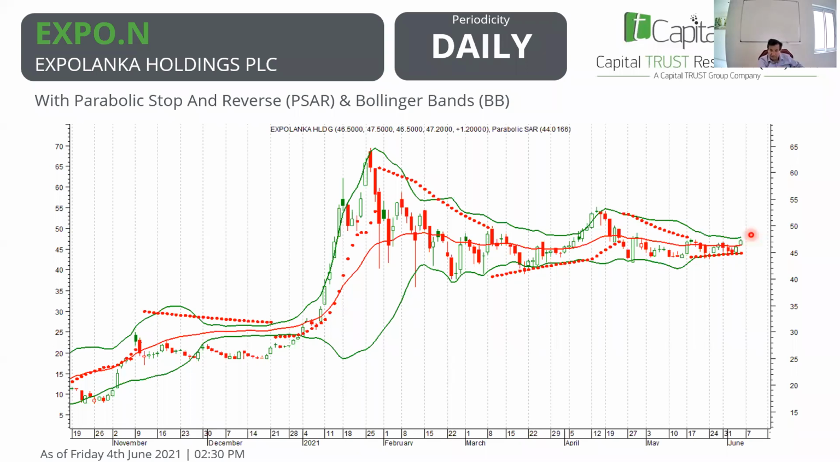right? Parabolics are down, below it, and the longer-term moving average has a slight bend upwards. It's bending upwards a bit. And the upper standard deviation line, which is low, is showing signs of widening. So next trading day also, you'll see a surge in Expo, right.